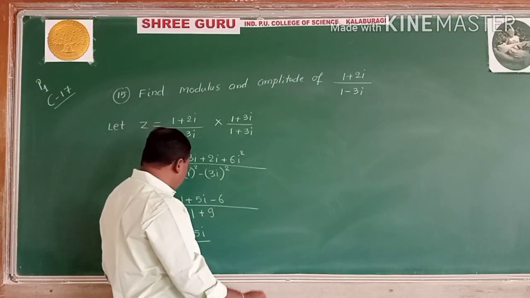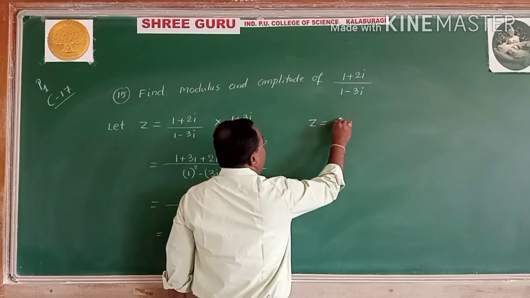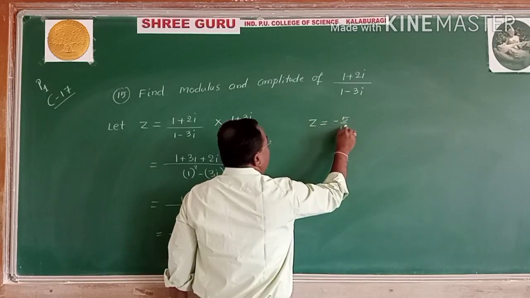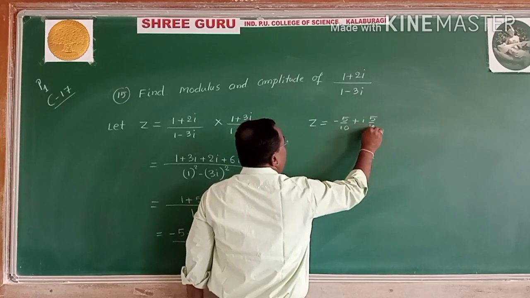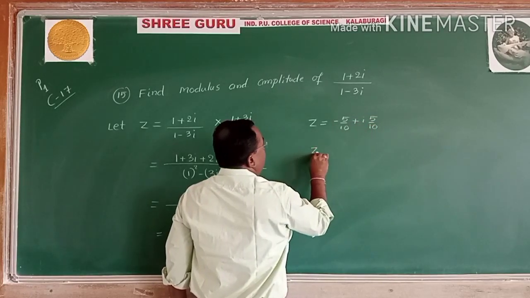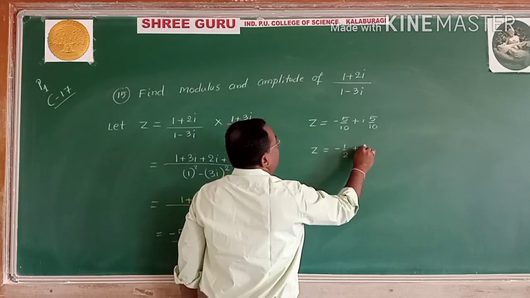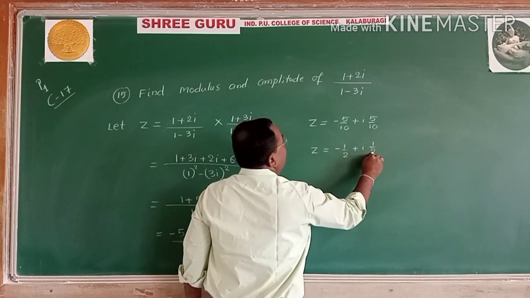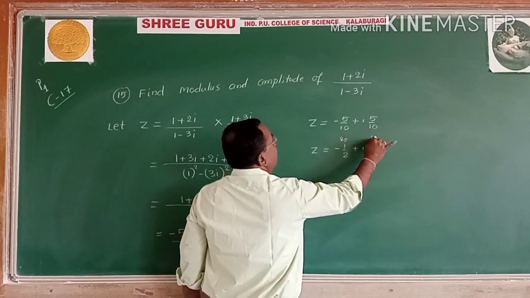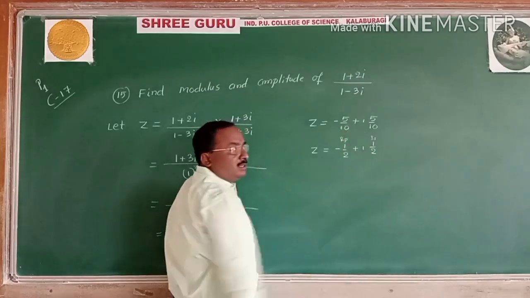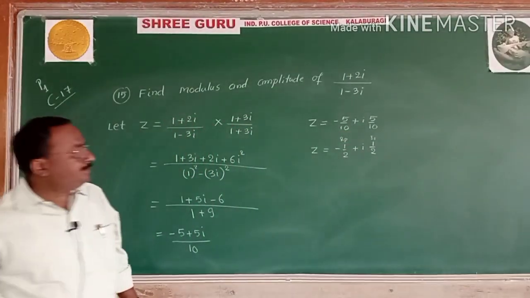Separate real and imaginary parts. z is equal to minus 5 by 10 plus i times 5 by 10. z is equal to minus 1 by 2 plus i times 1 by 2. This is the real part, this is the imaginary part. This is x, this is y. Now find the modulus and amplitude.